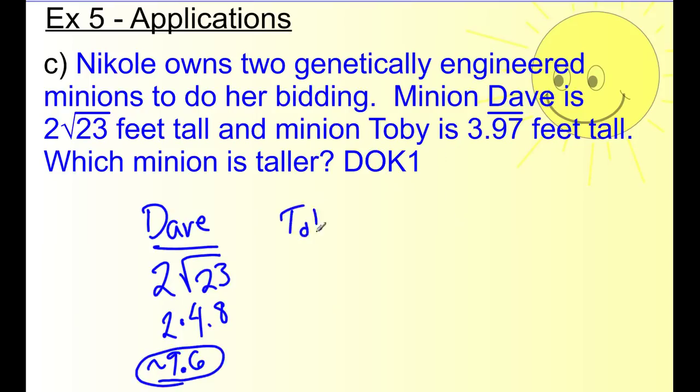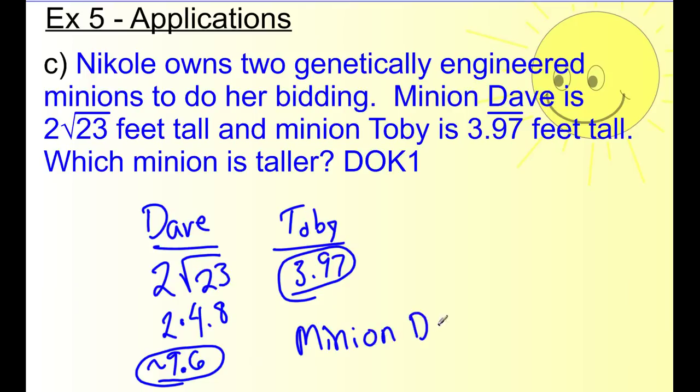Minion Toby is 3.97 feet tall. So which minion is taller? The one that's 9.5 feet tall or the one that's 4 feet tall? Well, clearly Dave is going to be the bigger minion. He's pretty huge. He's 9.5 feet tall. So which minion is taller? Minion Dave is taller.